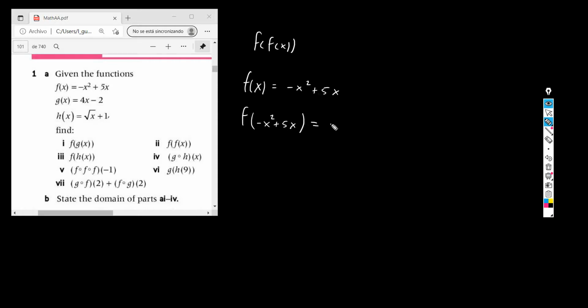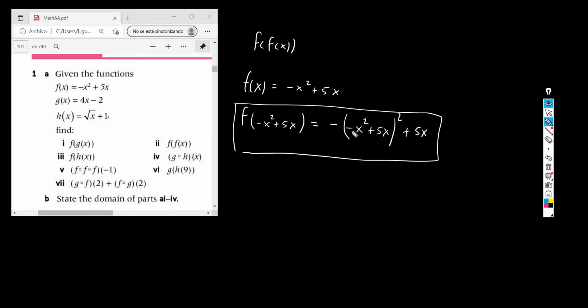And that's going to be equal to minus, instead of x, you should place all of this thing, plus 5x. That's it. I'm done. This is technically f of f of x. Do you need to raise this binomial to the square? No, you don't. You don't need to. This is already perfect. F of h of x, it's pretty much the same.